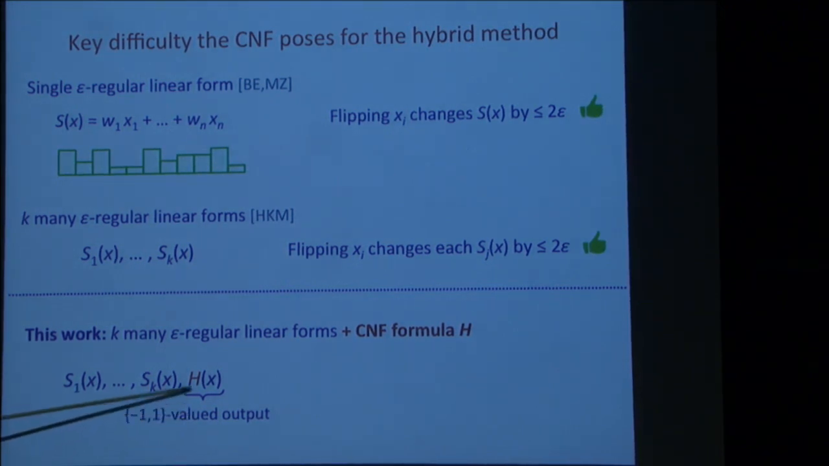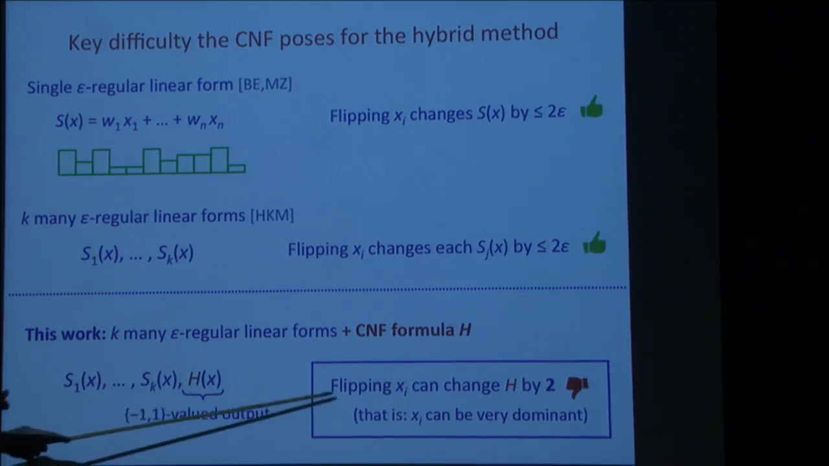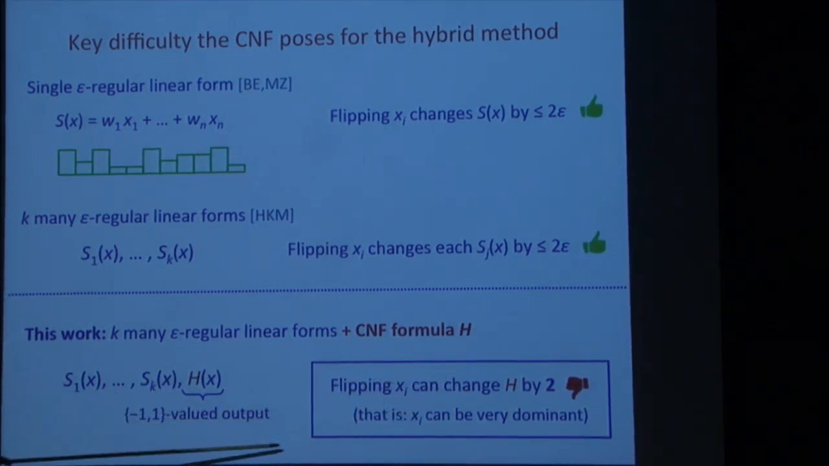And this guy's kind of annoying. He takes +1, -1 valued outputs. So in particular, flipping just a single bit can now have a dramatic effect on the overall k plus 1 tuple, right? Flipping a single coordinate can change the CNF from being satisfied to unsatisfied or vice versa. So this last coordinate can change by a lot. It can change by 2 when you just flip one coordinate.